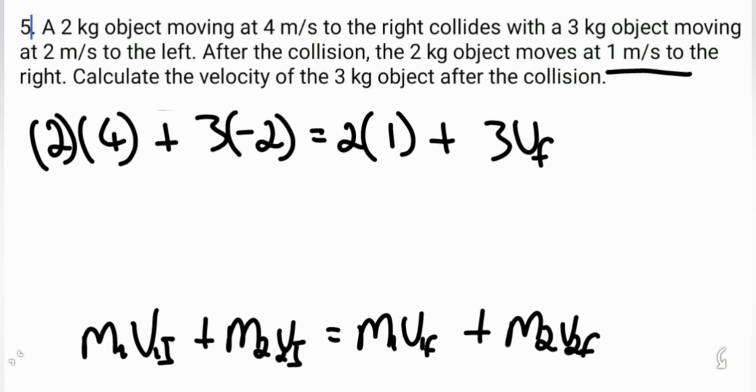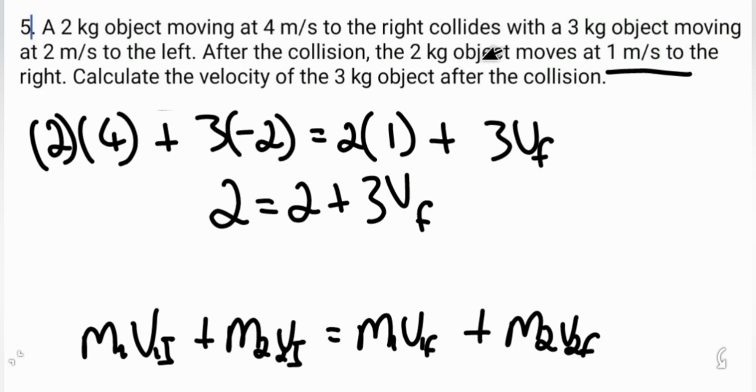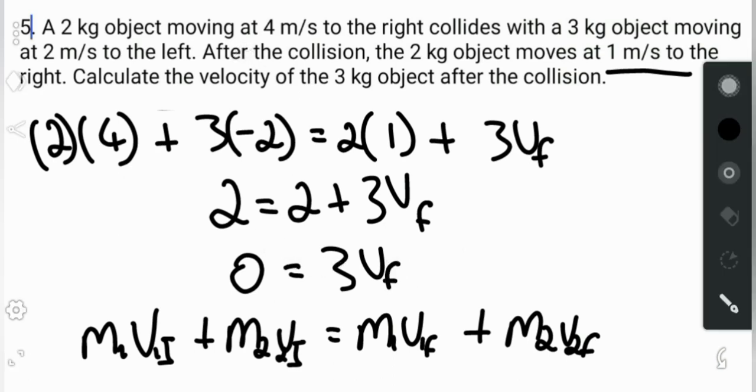2 times 4 plus 3 times -2, we're going to get 2. On the right hand side, it's 2 times 1, which is 2, plus 3 times the final velocity of object number 2. If you transpose 2 to the other side of the equation, it's going to be 2 minus 2. We're going to get 0 equals 3 times the final velocity of object number 2. Let me erase the bottom part.